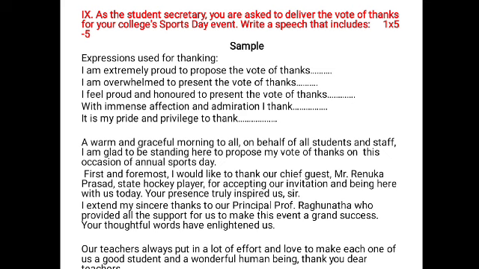A warm and graceful morning to all. On behalf of all the students and staff, I am glad to be standing here to propose my vote of thanks on occasion of annual sports day. First and foremost, I would like to thank our chief guest, Mr. Renuka Prasad, the state hockey player, for accepting our invitation and being here with us today. So, your presence truly inspired us, sir. Thank you.